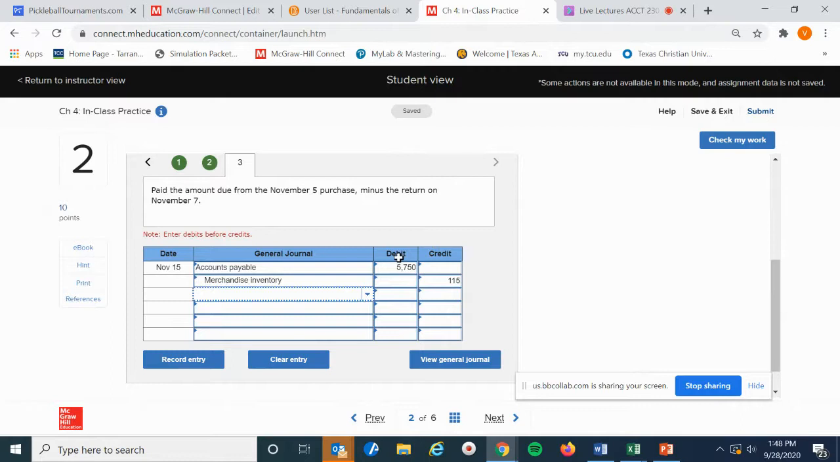$5,750 minus the discount of $115. The actual cash credit will be $5,635. So now I can see that the journal entry balances out and I can record it.